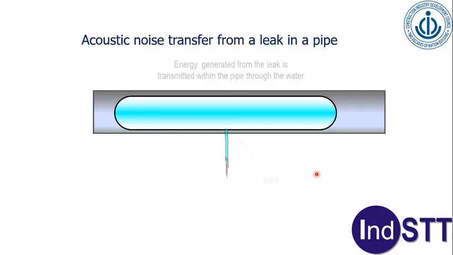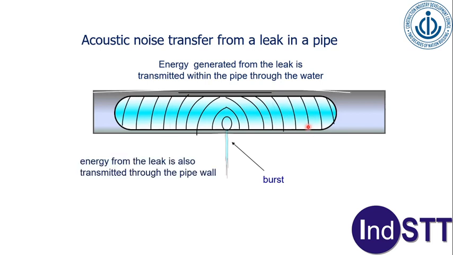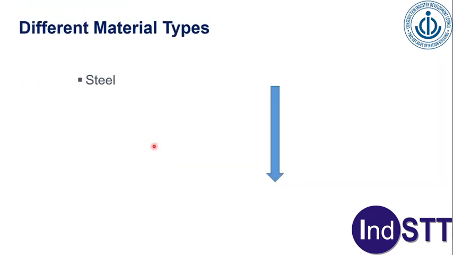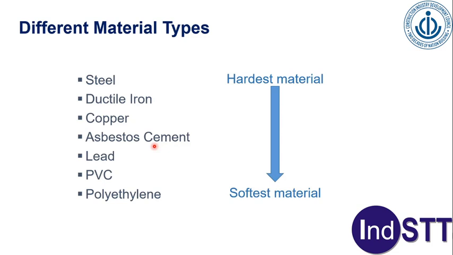So let's look at this phenomenon. Let's say this is the burst. Energy generated from the leak is transmitted within the pipe through the water. So that's how energy will transfer within the water. Energy from the leak is also transmitted through the pipe wall, so this will also be carried through the pipe wall. Different material types of the pipe will again give different kinds of signatures of your leakage. If we talk about the different material types which are used, there is steel, ductile iron, copper, asbestos, cement, lead, PVC, polyethylene, and this is the hardest and this is the softest material.